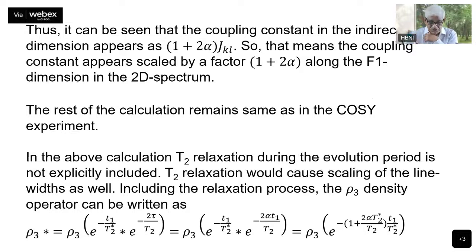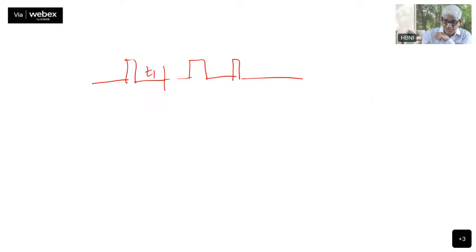Now, in the above calculation, the T2 relaxation during the evolution period is not explicitly included. T2 relaxation would cause scaling of the line widths as well. Including the relaxation process, the rho 3 density operator will be like this. Now let me go back to this blank slide here. So you had this pulse sequence. This was my pulse sequence. This is T1 and this is (1 plus 2 alpha) T1 here. This is tau and this is tau.